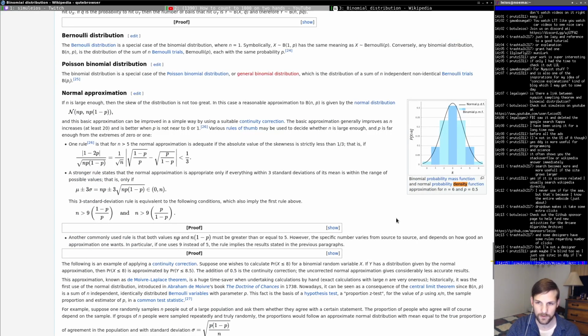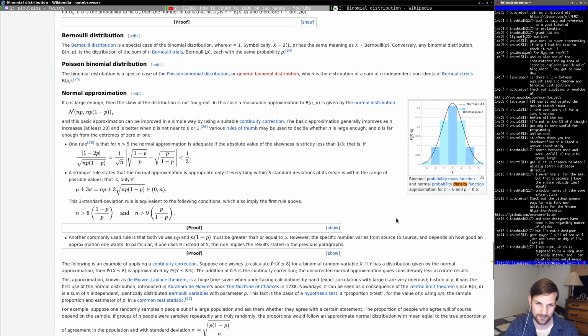Oh, binomial probability mass function and normal probability density function. This is what I'm looking for, the normal approximation. Okay, so I can say it can be approximated to be a Gaussian. However, we need to talk about binomial distributions, which we'll talk about later.